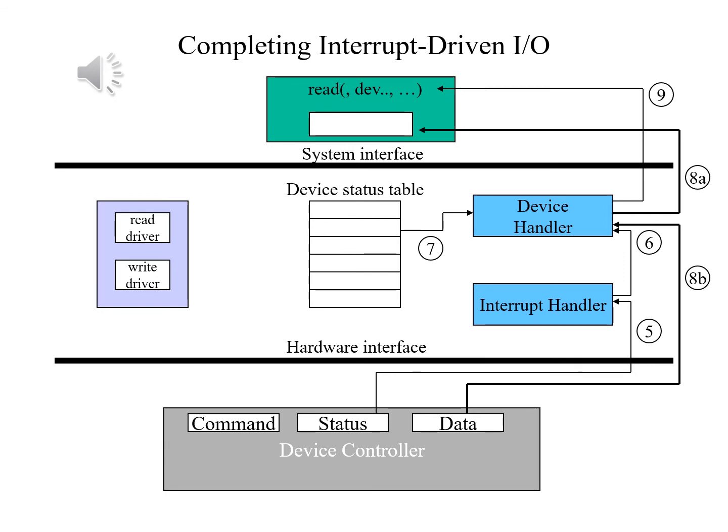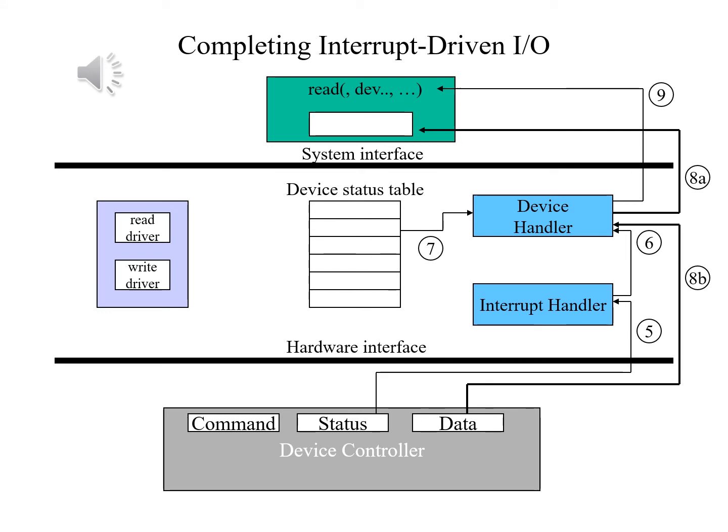This is step 5. In step 6, the interrupt handler determines which device triggered the interrupt and starts its appropriate device handler. In step 7, the device handler gets the status information from the device status table. Step 8 takes place in 2 parts. Data moves from the controller's data register to the device handler's data area, and from there it moves to the application's data area. Lastly, the device handler returns control to the application, which eventually regains use of the processor.